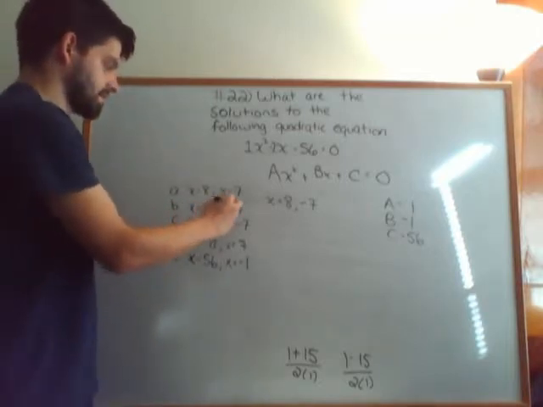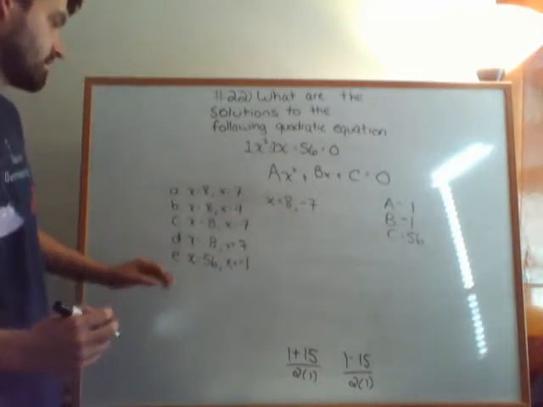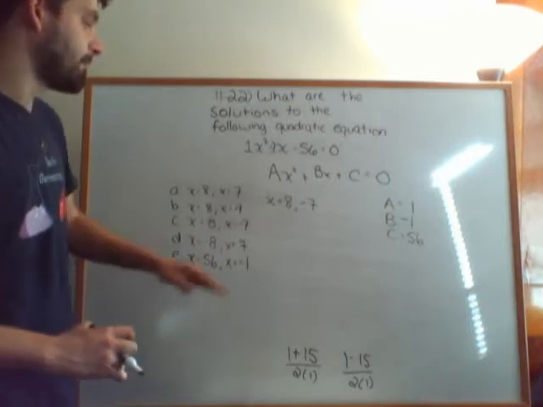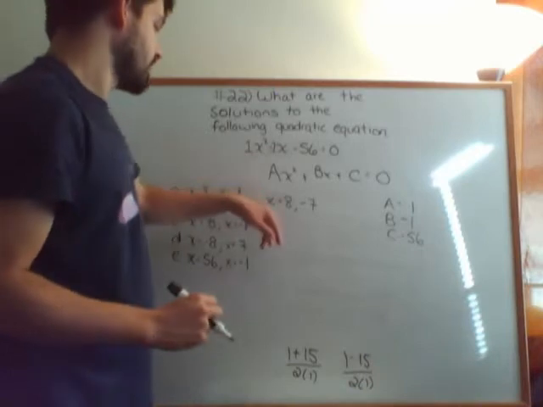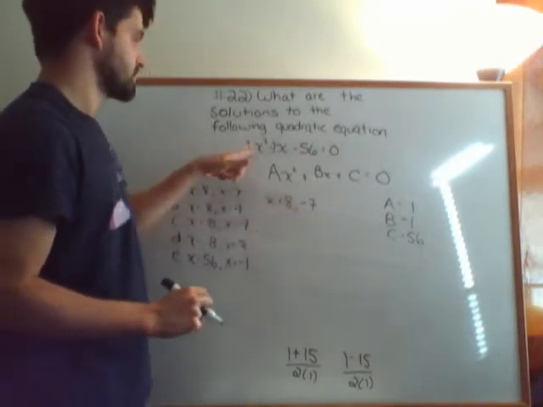X equals 8 and x equals negative 7. I accidentally wrote it wrong in the beginning. But here's how you can check to make sure that that's true. Go ahead and plug each of these solutions into this equation.